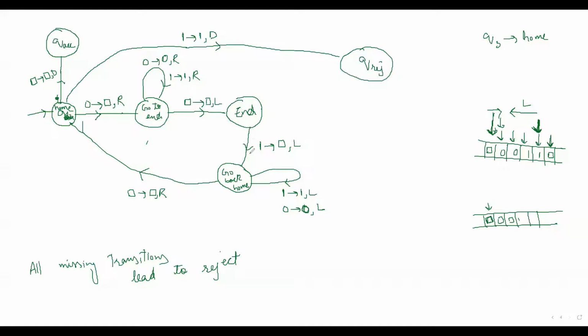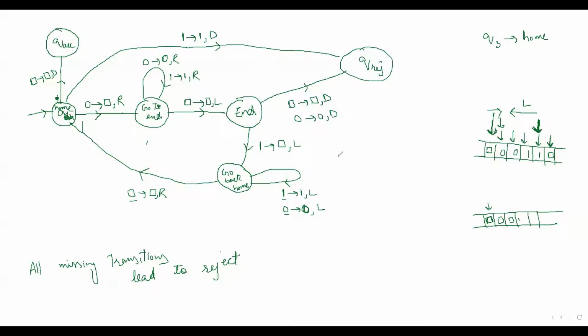Here there is a transition on 1, but no transition on blank and no transition on 0. For those two, for blank we will replace with blank and go in any direction, and for 0 we will replace with 0 and go in any direction. So it will go to reject. For go back to home, we have transitions on 1, 0 and blank. So this is our Turing machine.